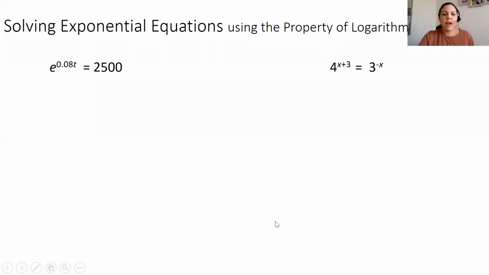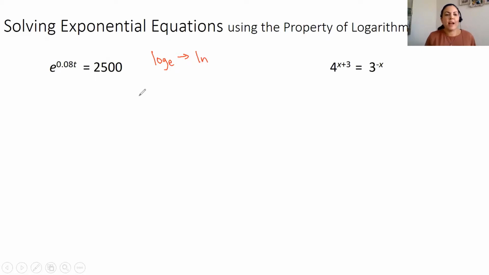Here I have e to the 0.08t equals 2500. We're trying to figure out what power here will give us this value. Again, it's not an easy thing to change 2500 to have base e. So I'm going to use that property of logarithmic equality and apply a logarithm to both sides. Since we're using a base of e, a wise choice here would be to use the natural logarithm. A logarithm of base e is the same as the natural logarithm.